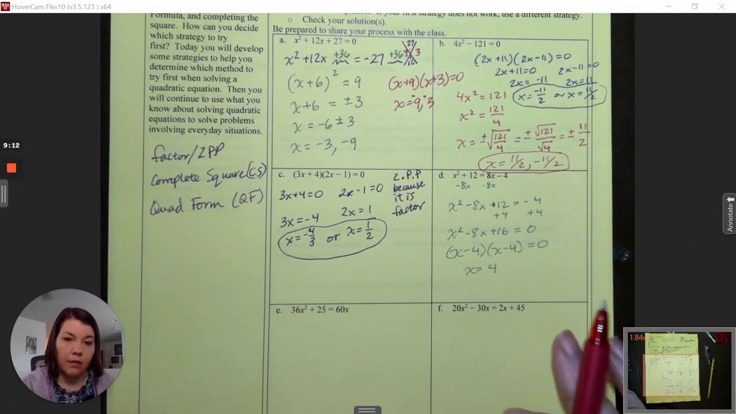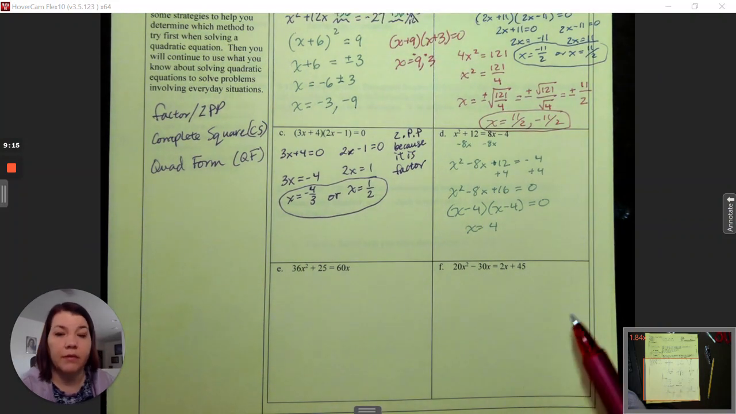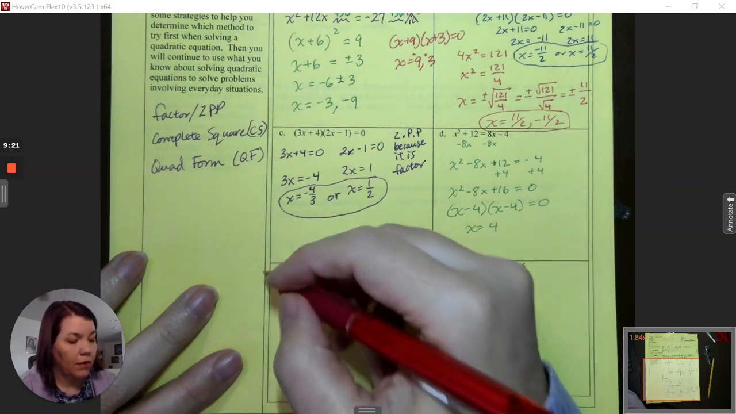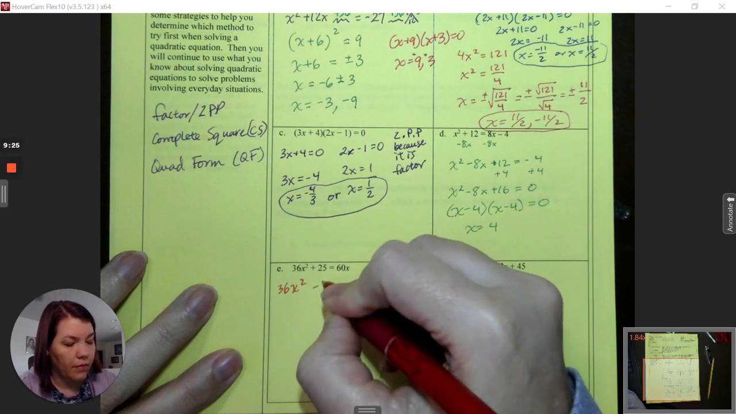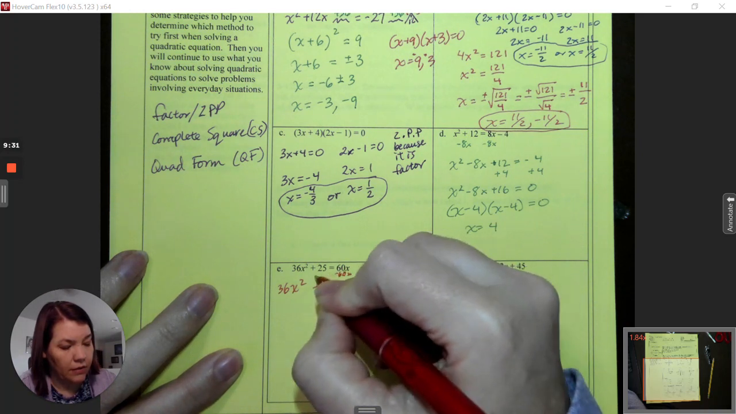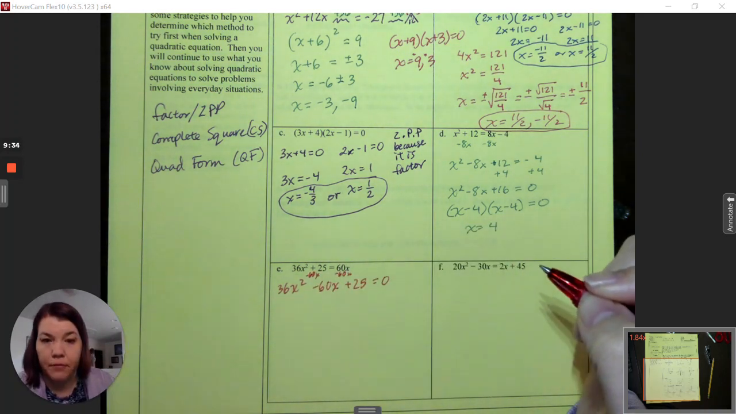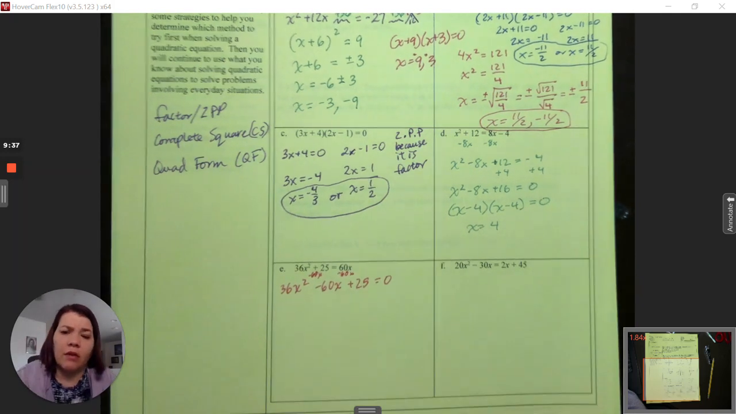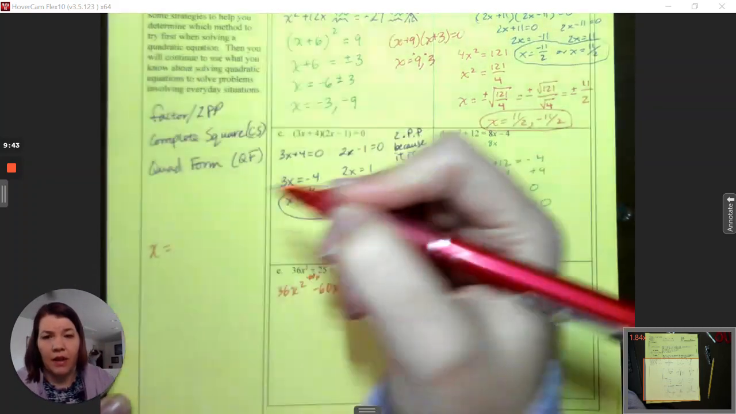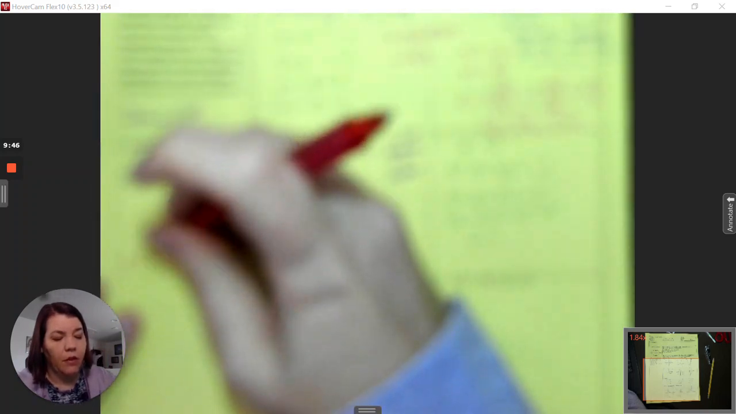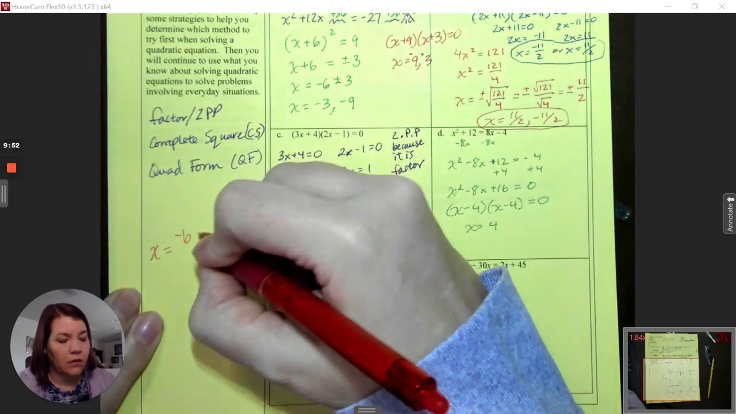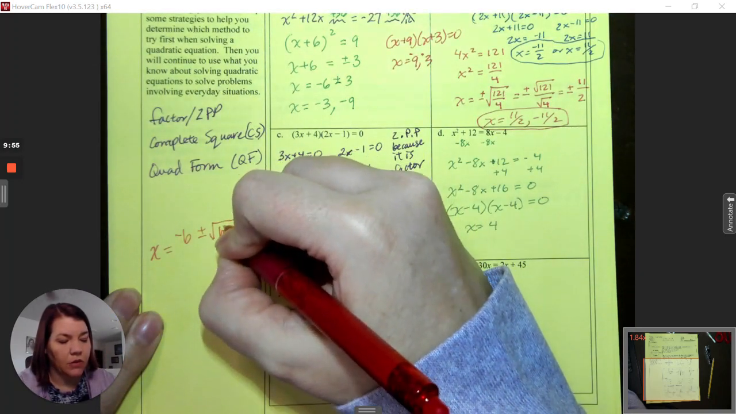Okay, we have 2 left. I've subtracted 60x from both sides. And again, it cuts in front. These numbers are big. The quadratic formula may be a little bit. Let's go ahead and try it. And if we remember, the quadratic formula says that x is equal to negative b plus or minus the square root of b squared minus 4ac all over 2a.